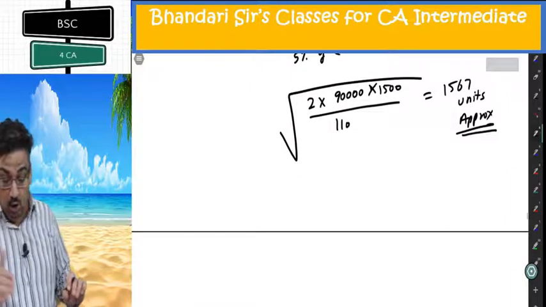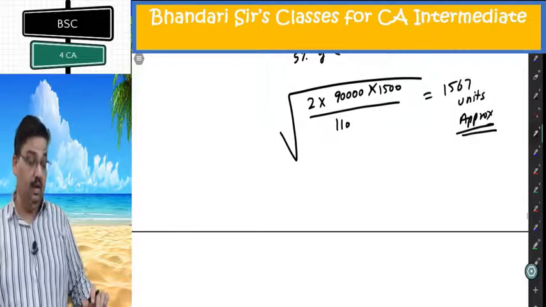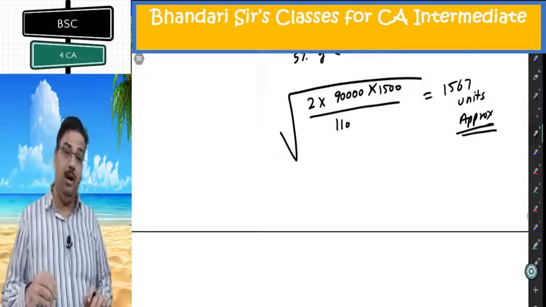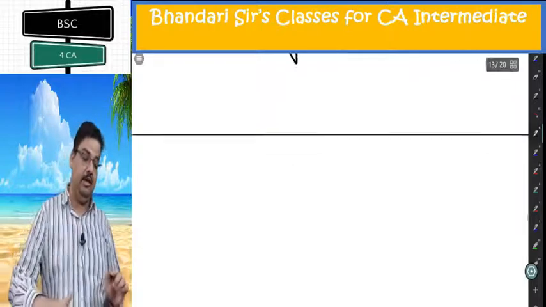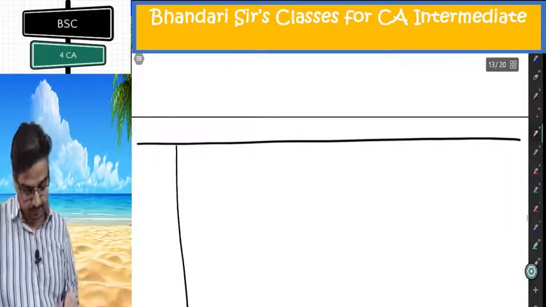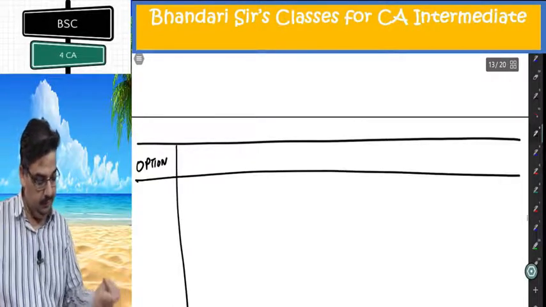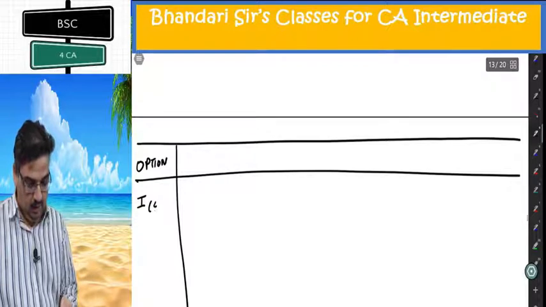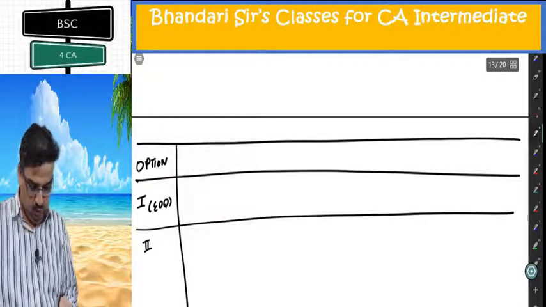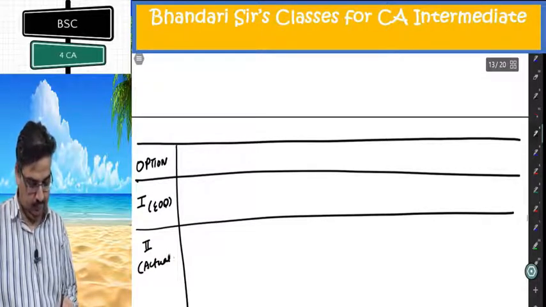He says they want to produce 18,000 columns in a batch. Again, what extra cost they will be incurring, I will compute with the help of a table. The table I have been making in this chapter also, 2-3 times I have made already. Option 1 EOQ, 2 actual.